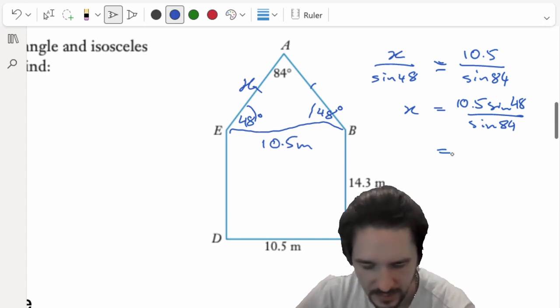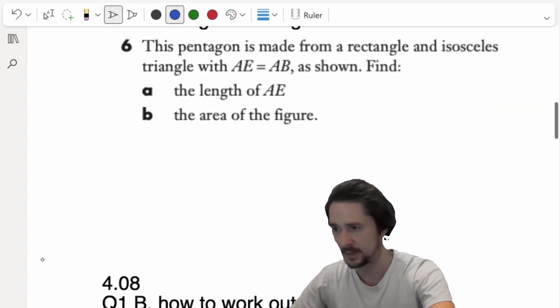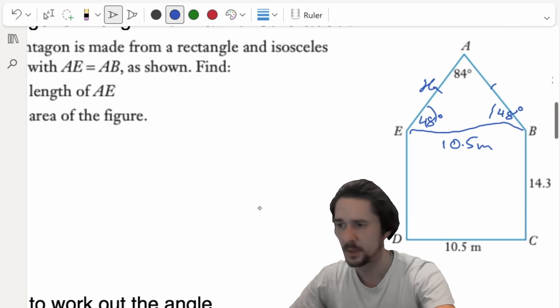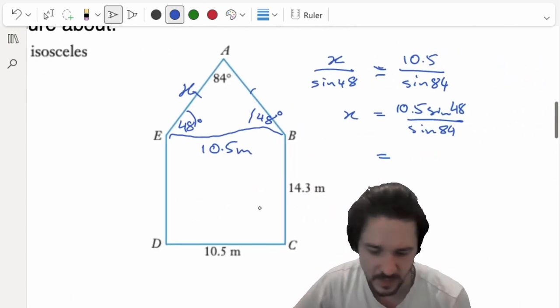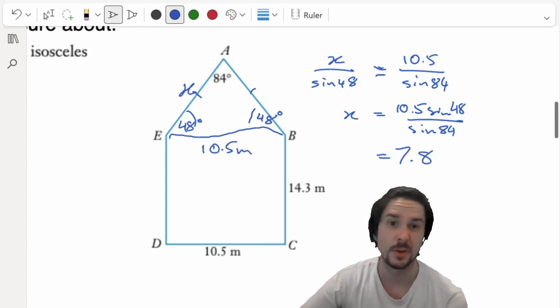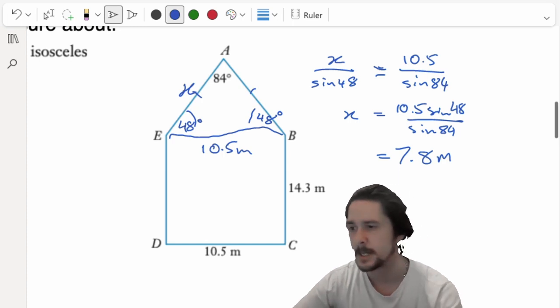Okay, so I get 7.846. Do they say anything about decimal places? They don't. So I'm going to go with one decimal place. I'm going to say 7.8. So check that against what you got. Obviously units as well. We'll say meters.